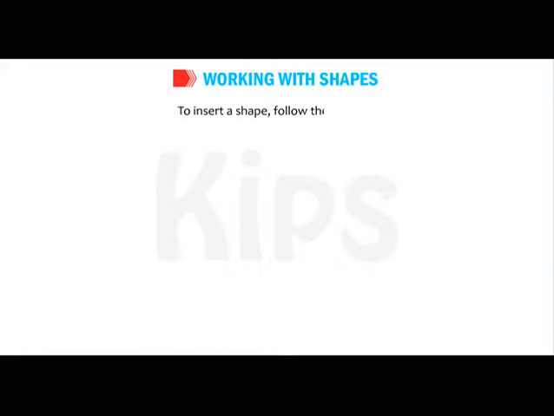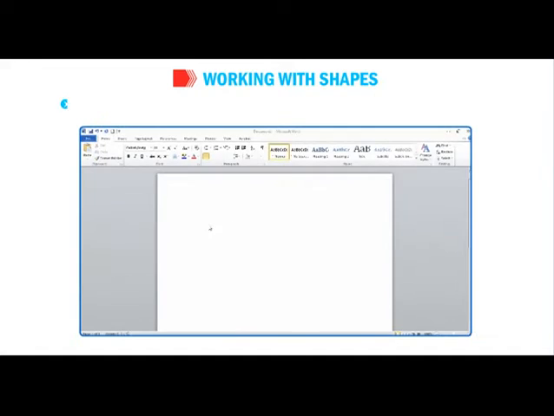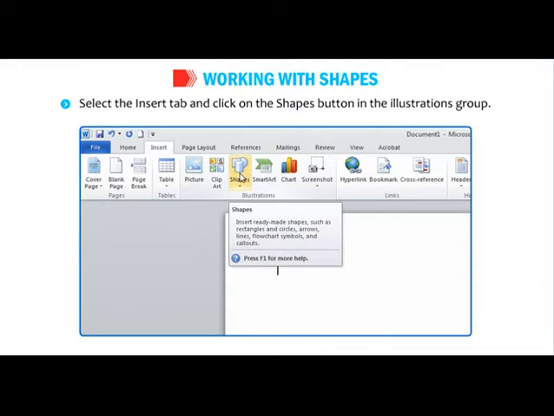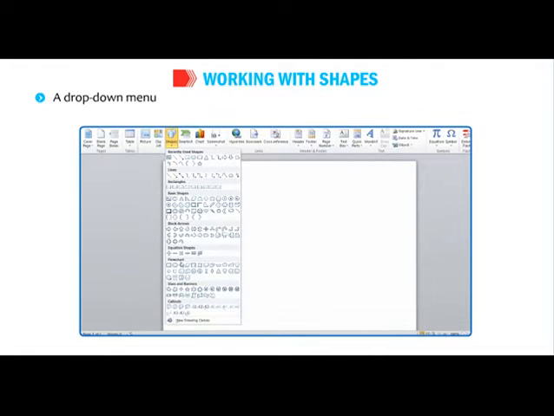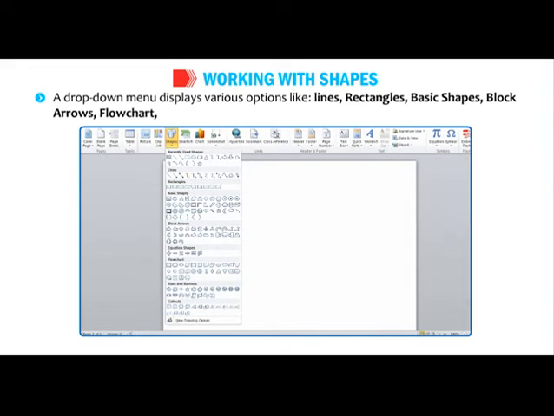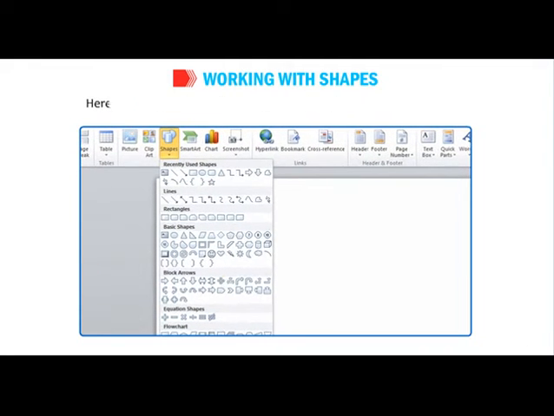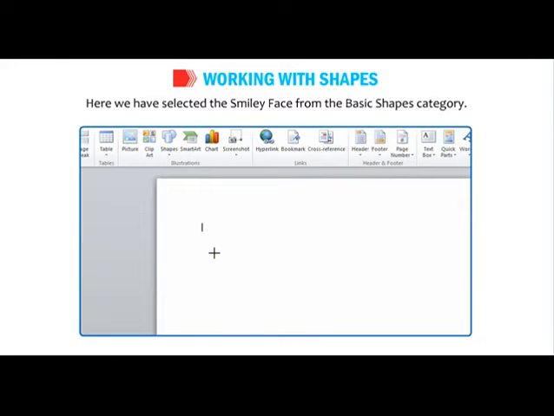To insert a shape, follow these steps. Select the Insert tab and click on the Shapes button in the Illustrations group. A drop-down menu displays various options like lines, rectangles, basic shapes, block arrows, flowchart, callouts, stars, and banners, etc. as shown in the figure. Select a shape from the drop-down menu. Here we have selected the smiley face from the Basic Shapes category. The pointer changes into a crosshair symbol.